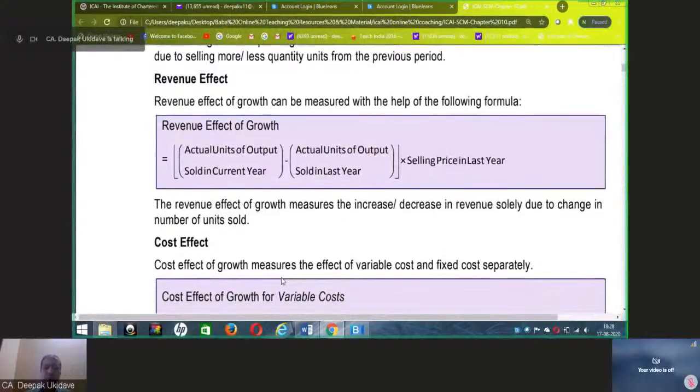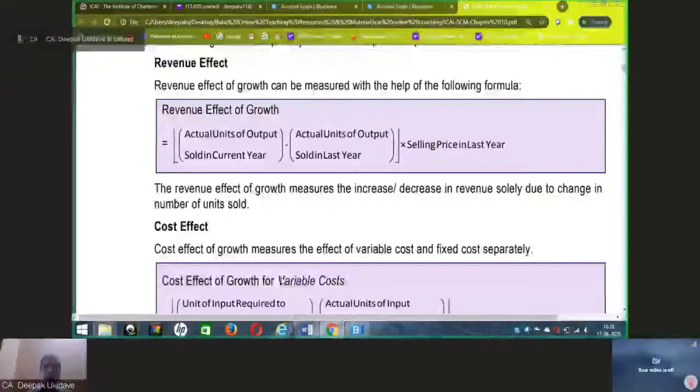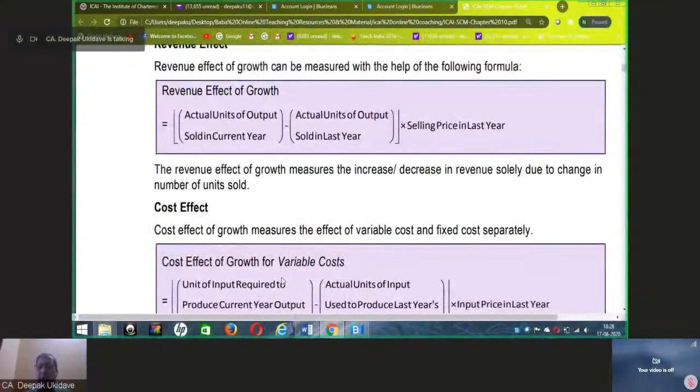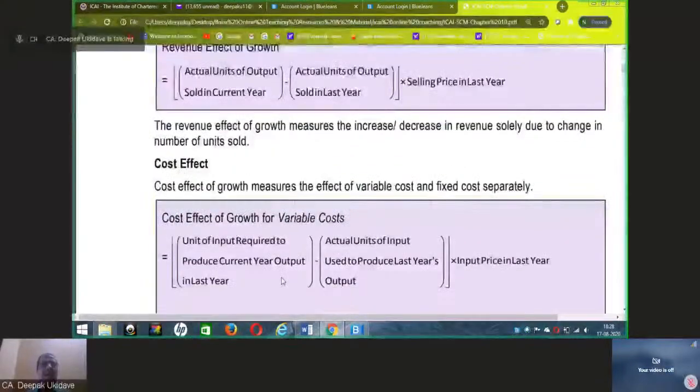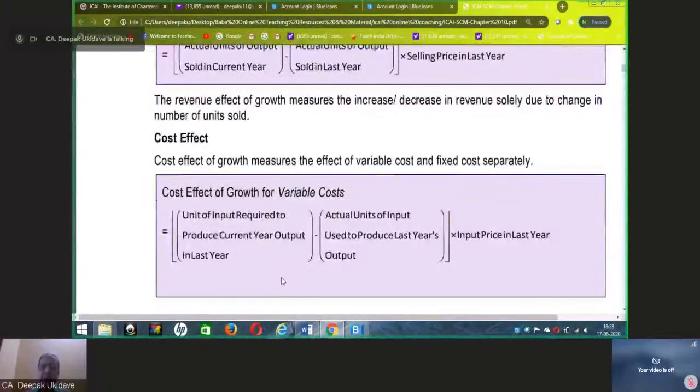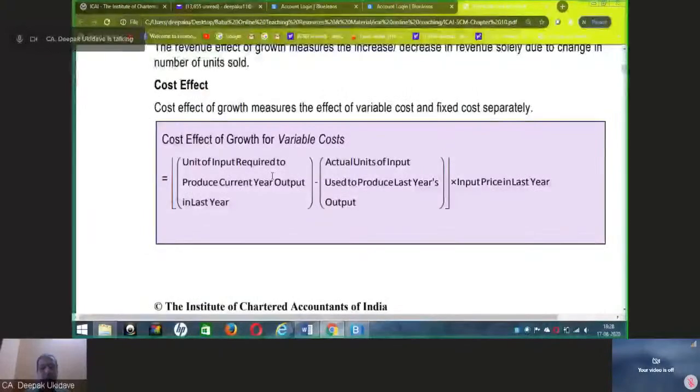Cost effect of growth for variable cost. Variable cost, obviously this is a growth effect. So your growth component, and therefore inside the bracket you will continue to have difference in volume. But now here the volume will be in terms of inputs. So how many units of inputs are required for producing the current year output in last year? Always, if you remember, this is the terminology: produce current year output in last year.